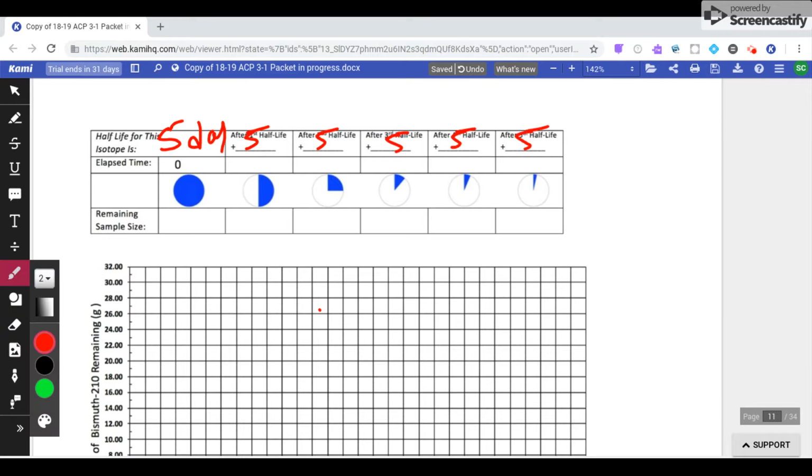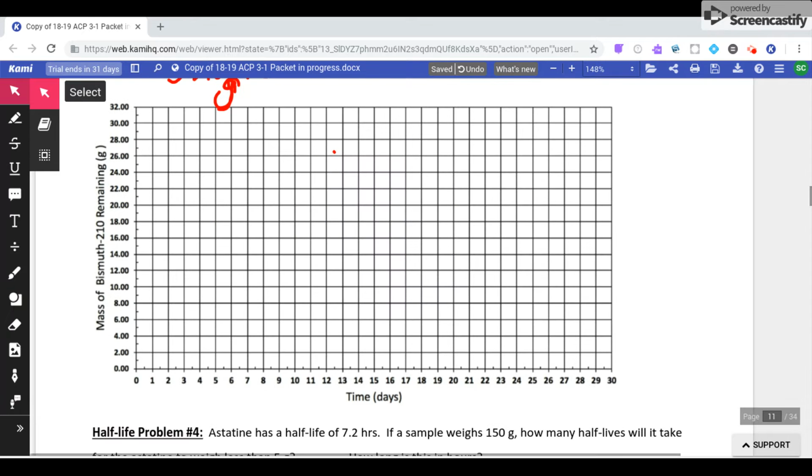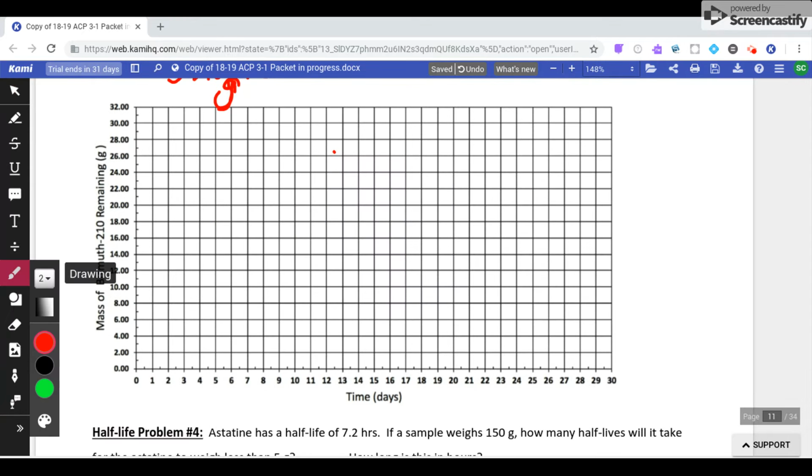I'm going to be thinking in chunks of 5. So at time 0, I have my entire sample, which is 32.0 grams. After 5 days have passed, after the first half-life, 32 gets cut in half. So now we have 16. So we can plot this on our graph. If you look at your graph, there's no curve. It's up to you to make the curve. So time 0, we've got all of our sample. It hasn't decayed yet. Now the decay starts.